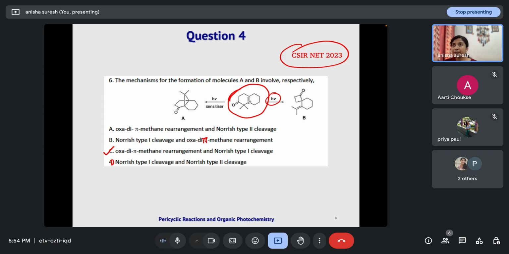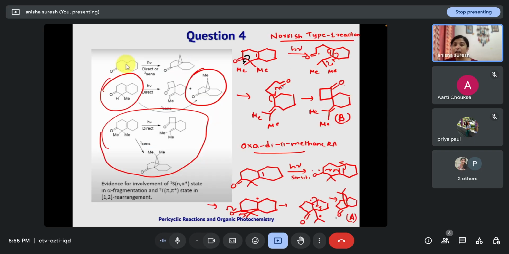So this question was discussed in the lecture as well. Here they have shown that under direct irradiation, this is giving this cyclobutanone product, and in the presence of a triplet sensitizer, this rearranged product results. So these results are giving evidence for involvement of a singlet n pi star state in alpha fragmentation and a triplet pi pi star state in 1,2 rearrangement.